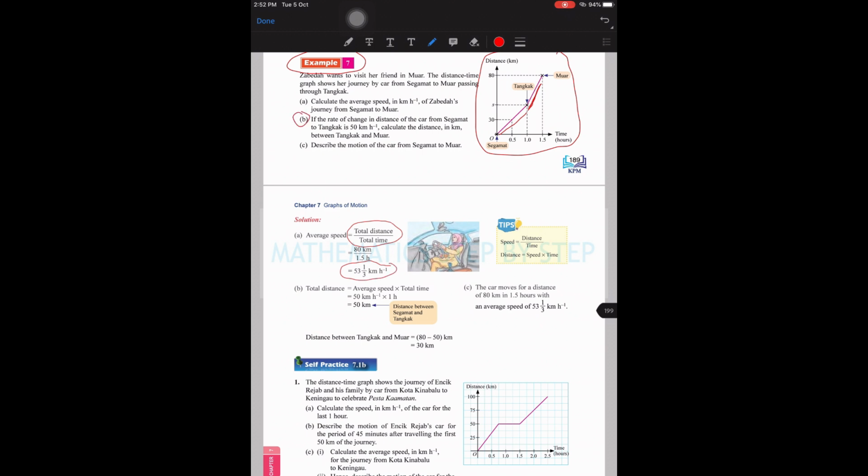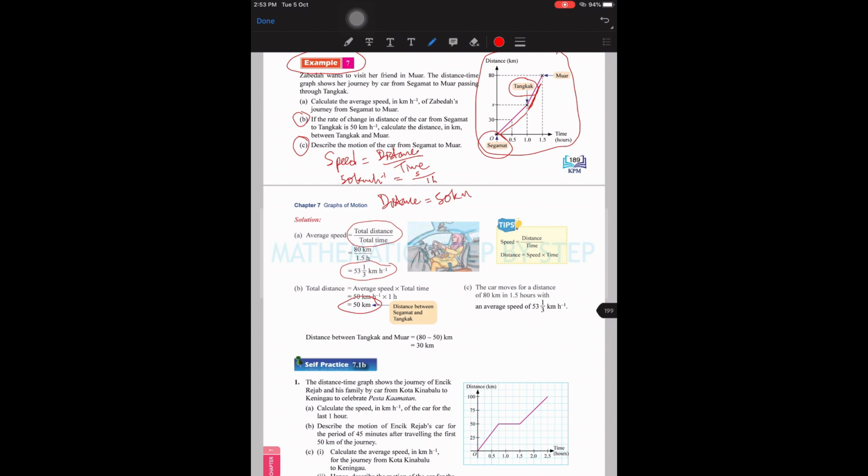Then part B, if the rate of change in distance of the car from Segamat to Tangkak is 50 km per hour, meaning that from Segamat here to Tangkak, the speed is 50 km per hour. So let us recall, speed equals distance over time. So now we are given the speed, 50 km per hour, equals distance, which is s, we don't know. The time is 1 hour. So distance equals 50 km, okay.